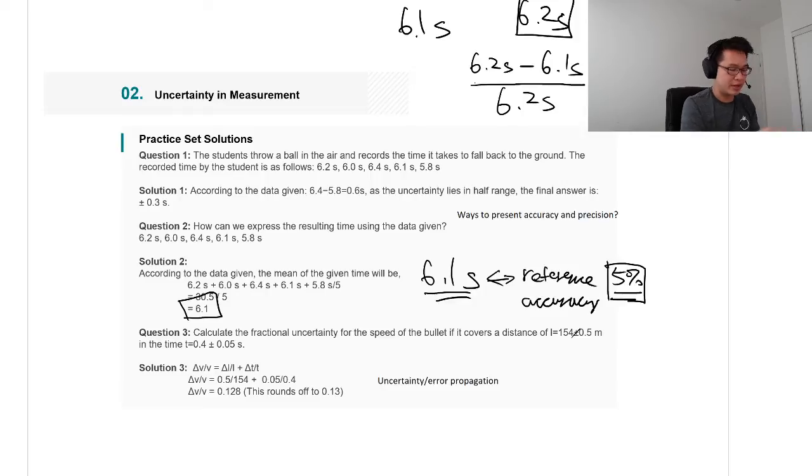Let me do a real quick calculation. You should be able to find that it will be 1.6%. Say I set the threshold at 5%. Anything within a 5% difference will be considered accurate. Then we can conclude that our measurement is accurate. Pretty easy. But how about precision?